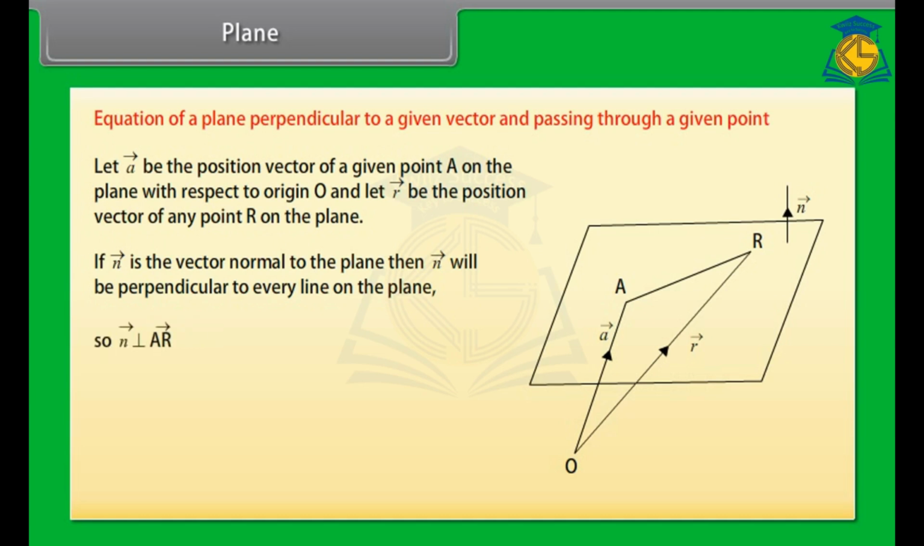So, vector N is perpendicular to vector AR. So the equation of the plane is dot product of vector AR and N equals 0, or dot product of vector R minus vector A and vector N equals 0.